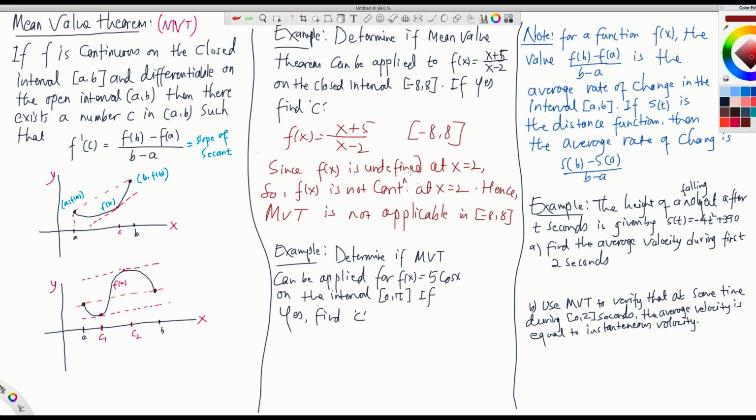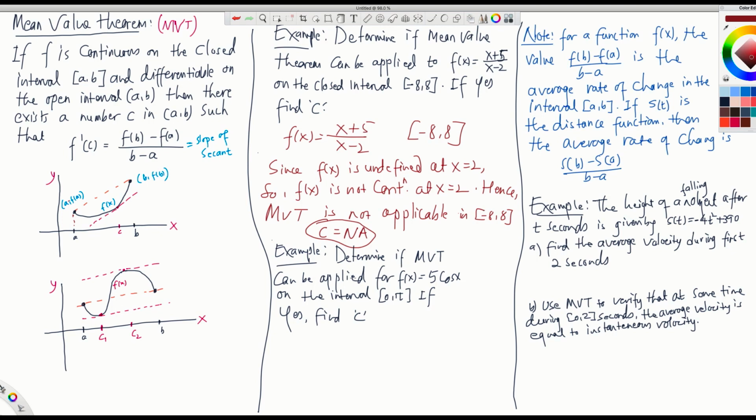Okay. So if yes, find C, but it is no, right? So C is not available, not applicable. Since the mean value theorem is not applicable, there is no such C, not available. Okay. Let us do another example.